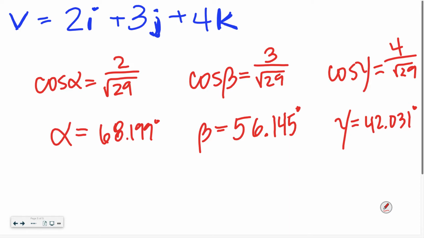Okay. So vector V is 68.199 degrees away from the positive x-axis. It is 56.145 degrees away from the positive y-axis. And it is 42.031 degrees away from the positive z-axis. We do have a first octant vector, so it would make sense that all of these are acute, right?